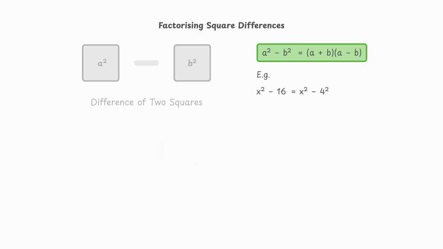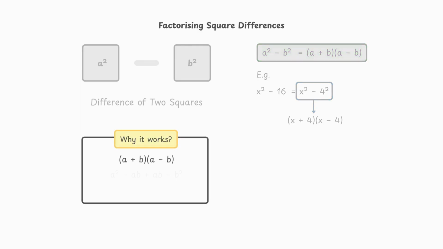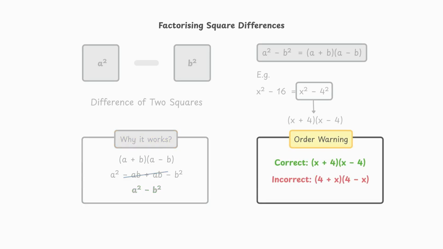Let's have an example. Here, x squared is a square, and 16 is 4 squared, so we write x plus 4 and x minus 4. When we expand, the middle terms cancel each other out. That's why this identity works every time. You can swap the brackets around, but you must keep the order inside each bracket. Changing it gives a different result.